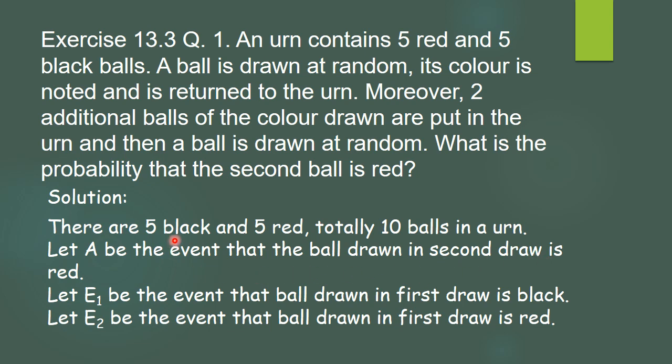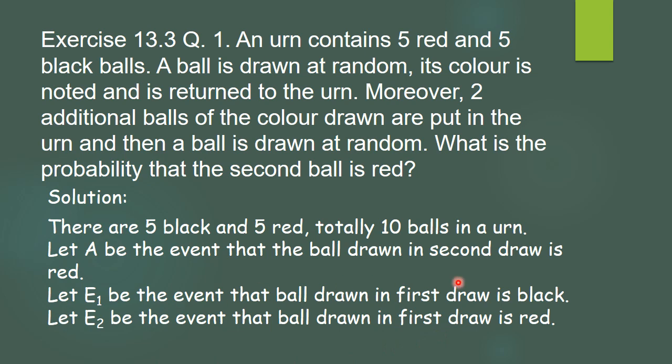Now for that, they have given 5 black and 5 red balls, so totally there are 10 balls in the urn. There is a chance that in the first draw we may get a black ball or a red ball. So there are two events, E1 and E2, and we have to define them. Let E1 be the event that the ball drawn in the first draw is black, and E2 is the event that it is red.